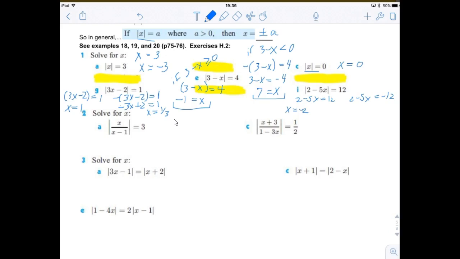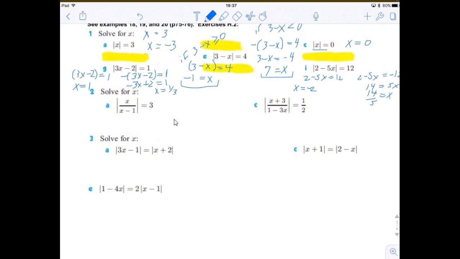Okay, and this one would be 5x equals positive 12 plus 2, which is 14. So x is equal to 14/5. Okay.